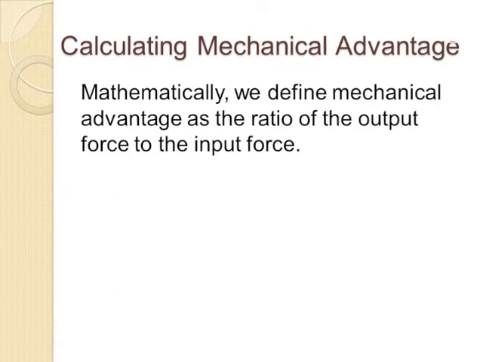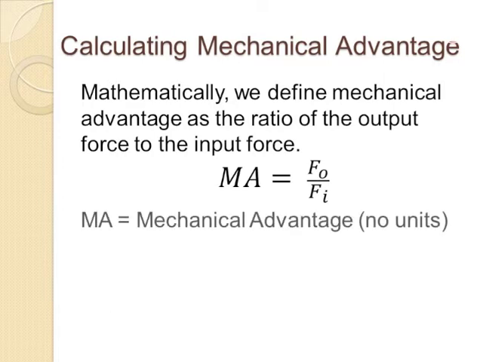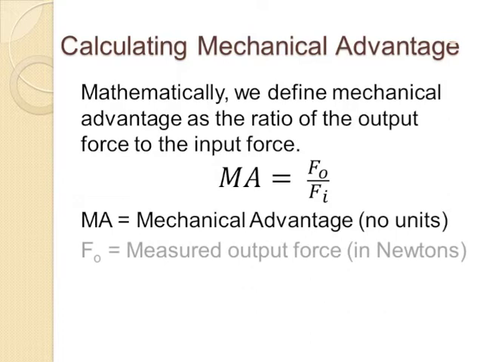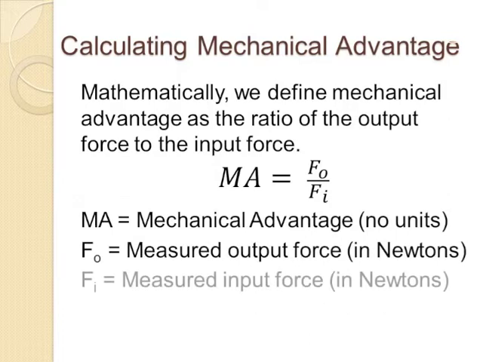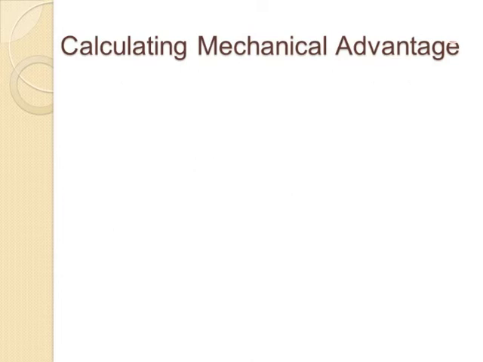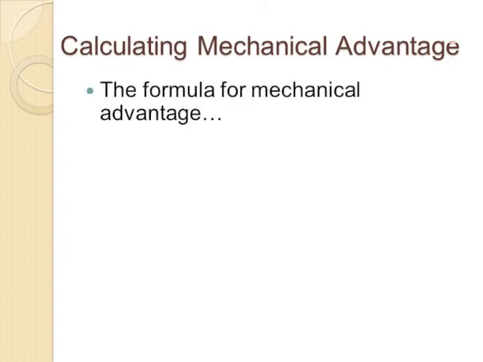So if we want to calculate mechanical advantage, we need to know what exactly it is. Mathematically, we define it as the ratio of the output force to the input force. So, MA, or mechanical advantage, has no units, because it is a force, the output force in newtons, divided by another force, the input force, also in newtons.